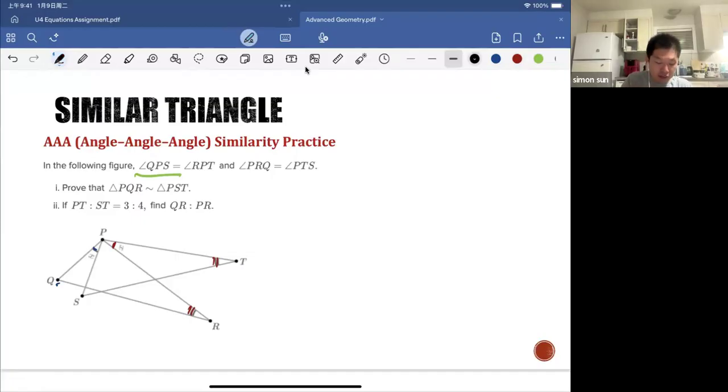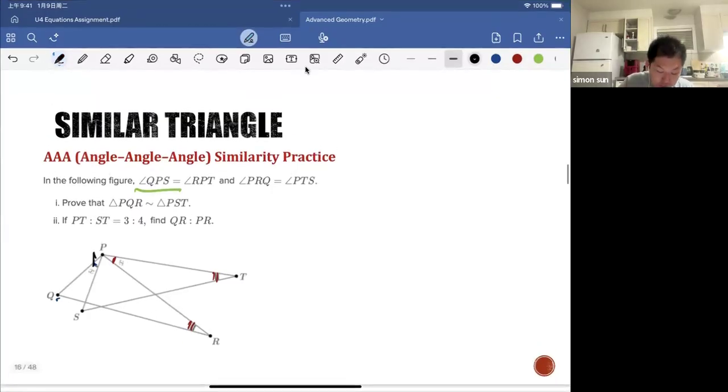Wait a second. Look here. Look at the blue angles. This one, and this R here. They're not even in one triangle, right? They're in different triangles, right? And the red ones, they're in the same triangle, right? So this one actually gives you the hint, right?